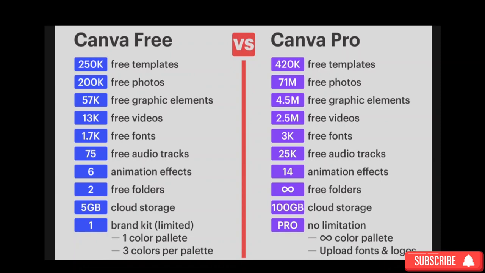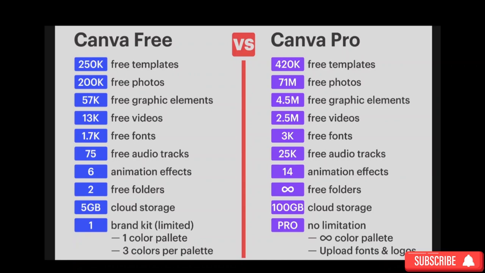And here you'll get only 1.7K free fonts. And in Canva Pro version, you'll get 3K free fonts, which you can use. And in Canva Pro, you'll get 25K free audios. In the free version, it's only 75. In case of animation effects, it's 6 in the free version and 14 in Canva Pro version. And in the Canva free version, you'll get only 2 free folders where you can work with. But in Canva Pro version, you will get unlimited folders.